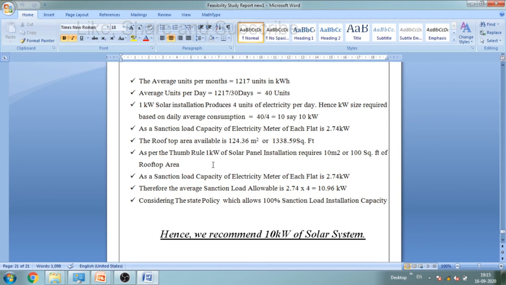As per the thumb rule, 1 kilowatt of solar panel requires 10 meters square of area, or 100 square feet of area. If we follow this thumb rule, then for installation of 10 kilowatt we require 100 meters square of area. The area available to us is 124.36 meters square, and the area required for installation is 100 meters square, so it fulfills the area requirement also.